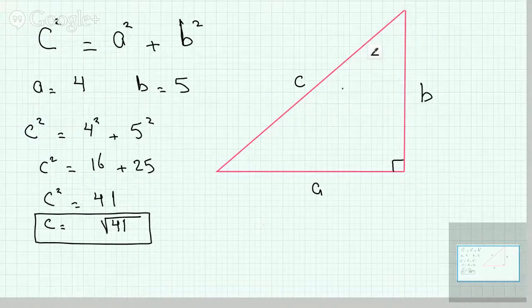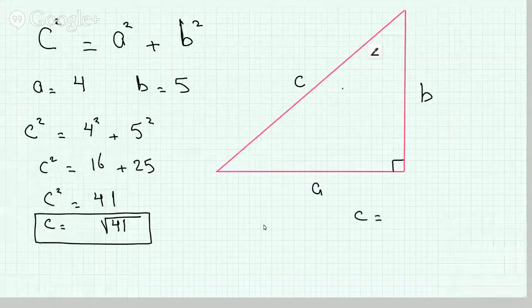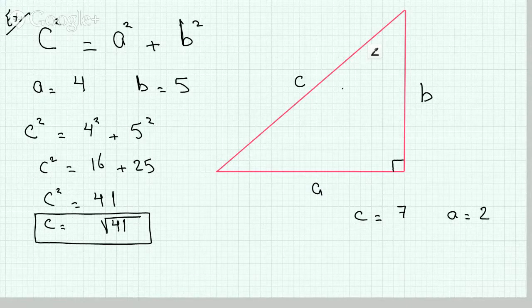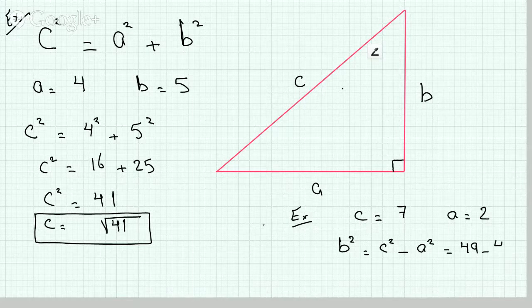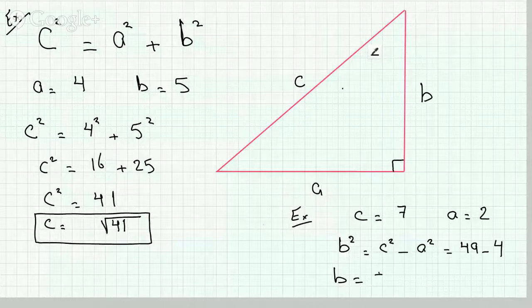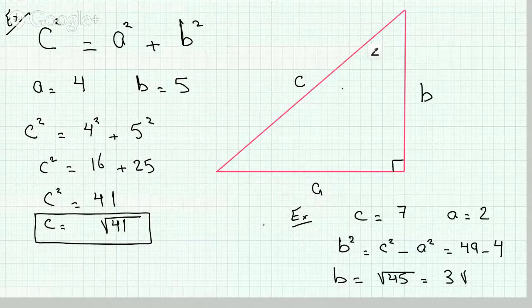Likewise, sometimes you would have C instead. So let's say C is 7 and A is 2, and we are asked to find side B. So this was an example here, and this is another example. Then we can turn this formula around and say B squared has to equal C squared minus A squared. C squared will be 49 minus A squared, which is 4. So B will be the square root of 45, which we can write as 3 root 5.